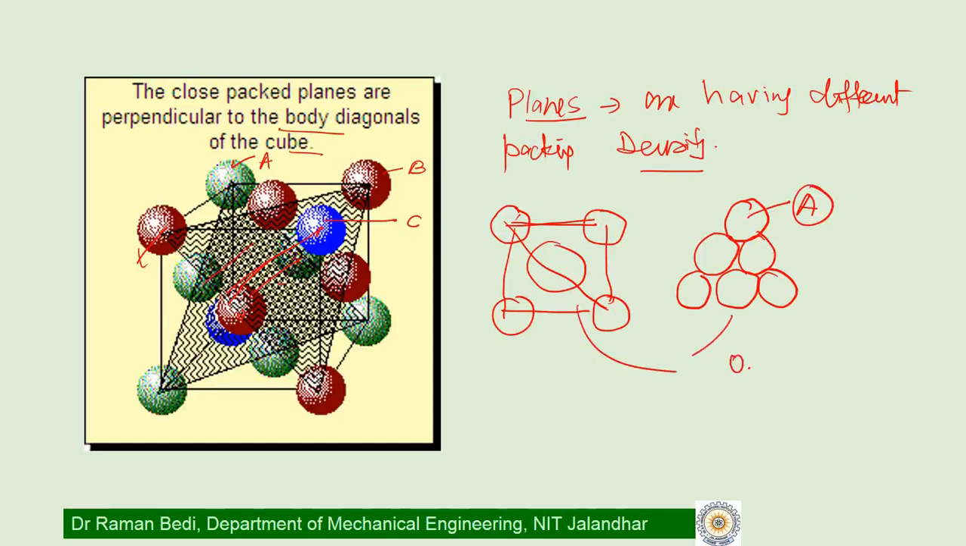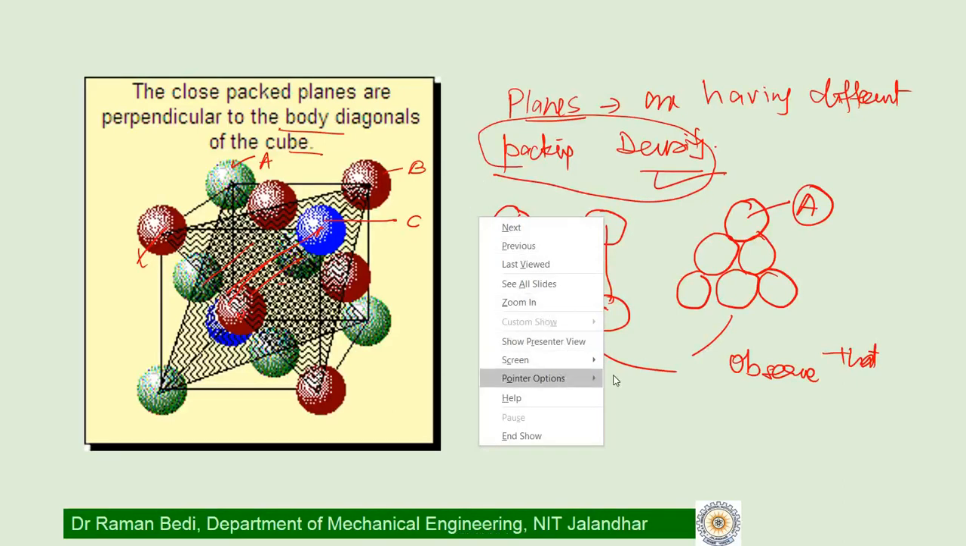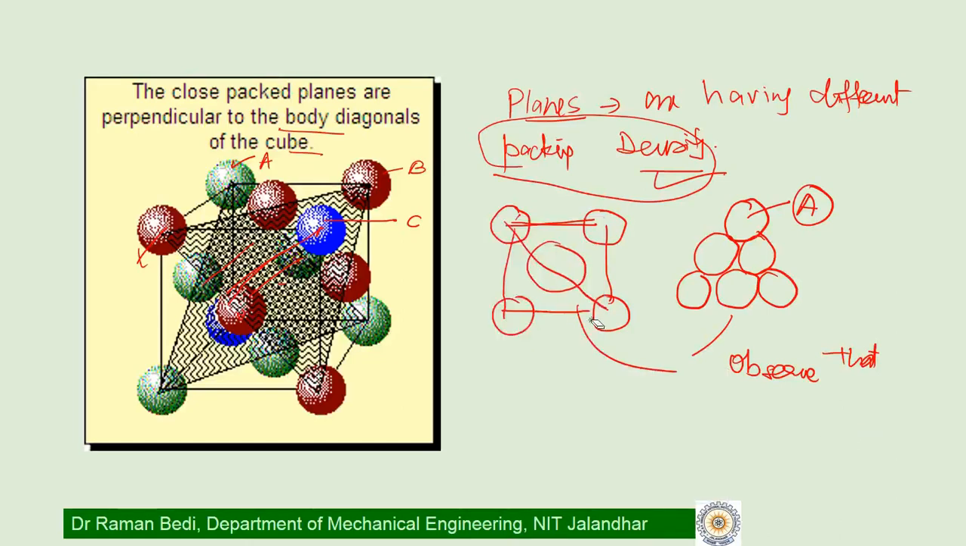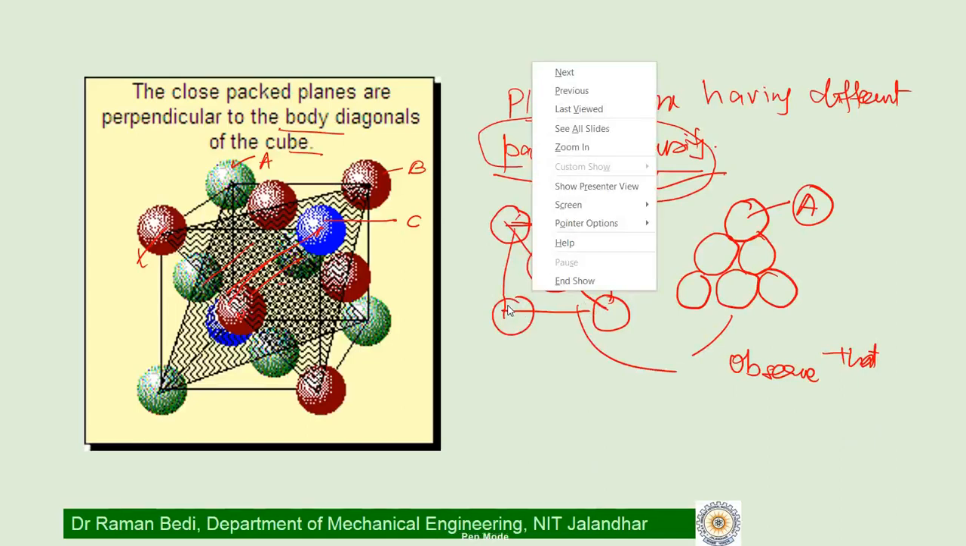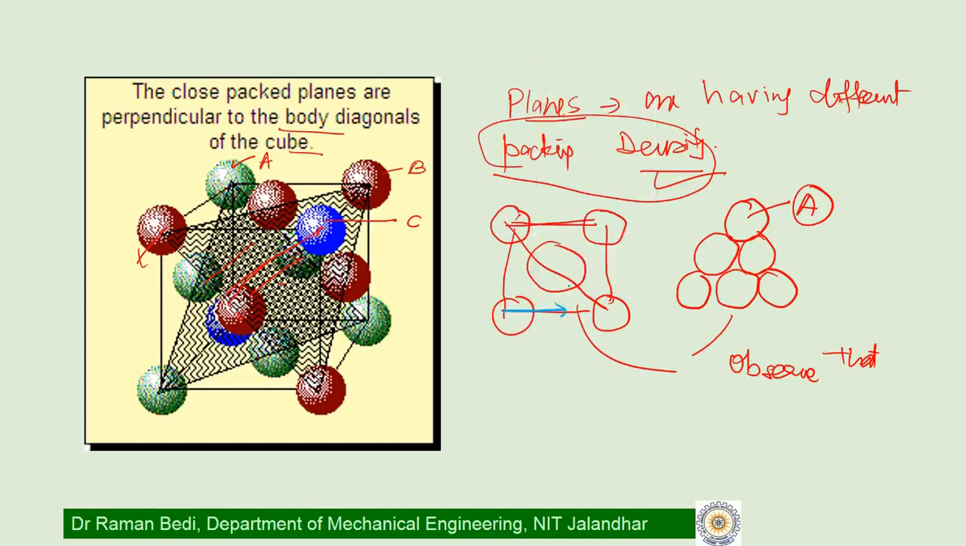Clearly we observe here that the packing density happens to be different. We have already seen that the packing density is different along directions also. What we mean by that, if you recall, is that the packing density along the directions was also different, and the meaning of this is that if you look at this direction here, or this direction here, the atoms are arranged in different fashion.